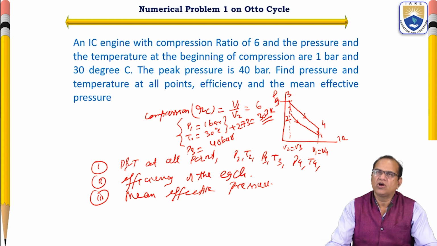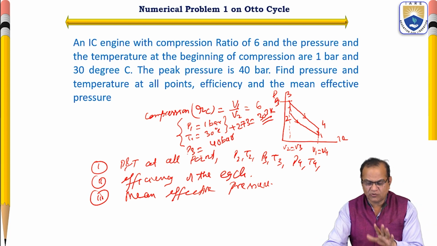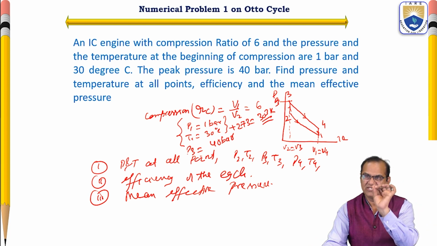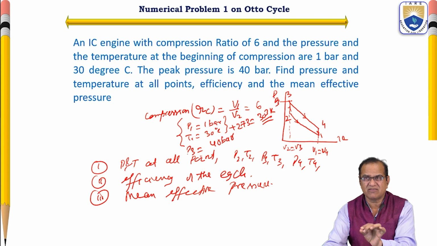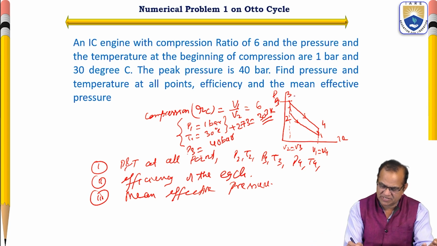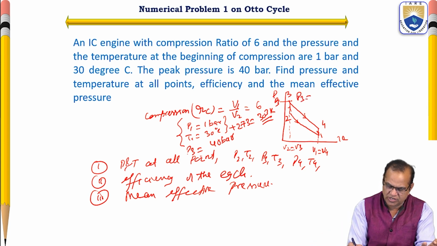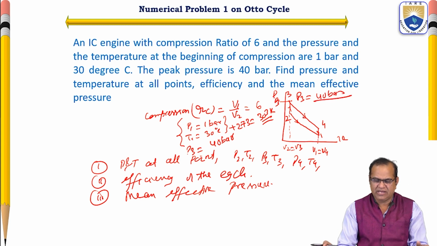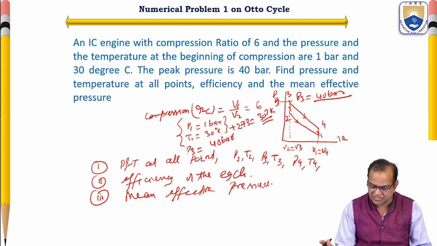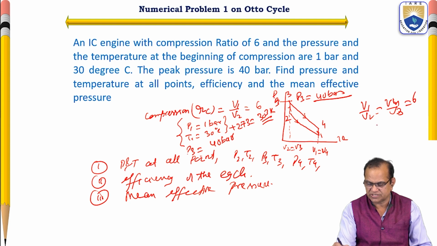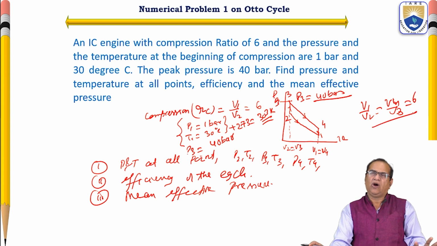So let's see how we can go ahead. First we have to understand the problem, that starting point 1 and 2. At starting point 1, pressure P1 and T1 are given, and the highest pressure P3 is also given as 40 bar. Also the compression ratio, V1 by V2 or V4 by V3, is equal to 6. These things are also given.